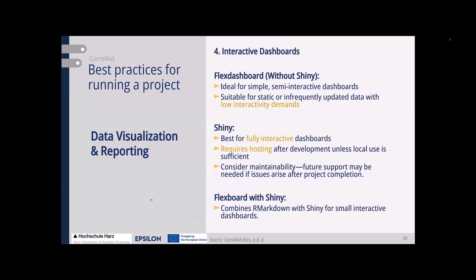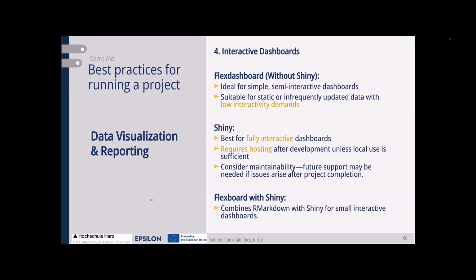If you are into interactive dashboards, please use open source, non-licensed applications so that the beneficiary does not have to pay for a license in order to see your product. So here are two. It's called Flex Dashboard. It's a simple and intuitive tool to create dashboards. And this is basically suitable for static or infrequently updated data, so it does not demand a high degree of interactivity.